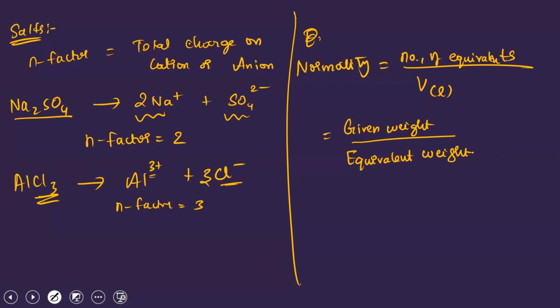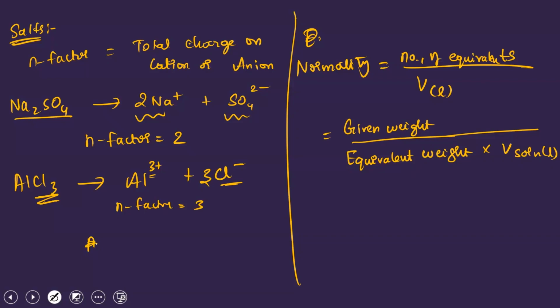புரியுதா? Given weight 80/20 போட்டோமா, 80 was the given weight, 20 was the equivalent weight, you found out that there are 4 equivalents in it. Correct, yes or no? Number of equivalents by volume of solution first கொடுத்தீங்க, next how it is: given weight by equivalent weight. ஒரு number of equivalent weight தான் யூஸ் பண்ணுங்க. ஓகே புரிஞ்சுதா? Just follow: number of equivalents is equal to given weight by equivalent weight.